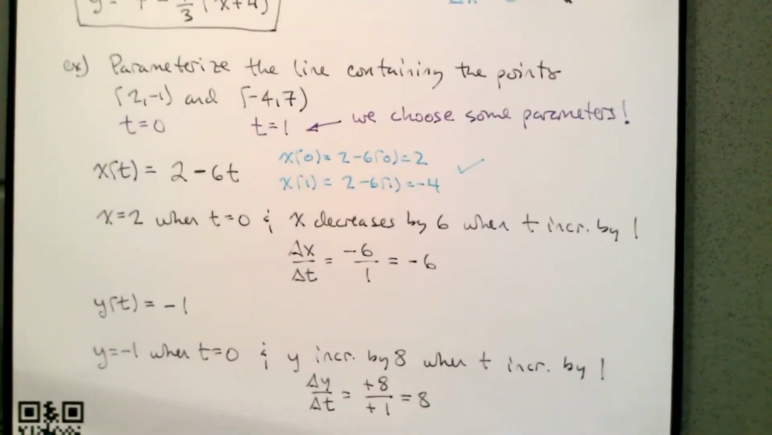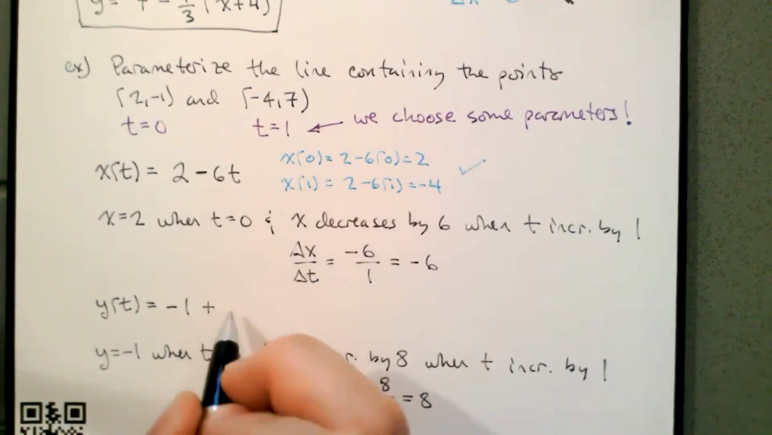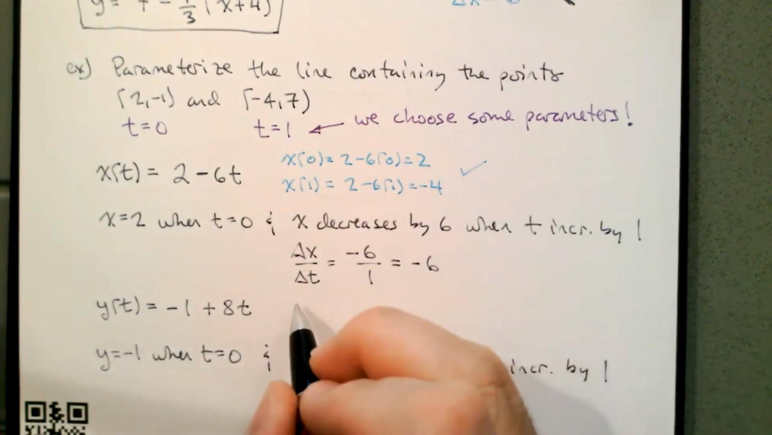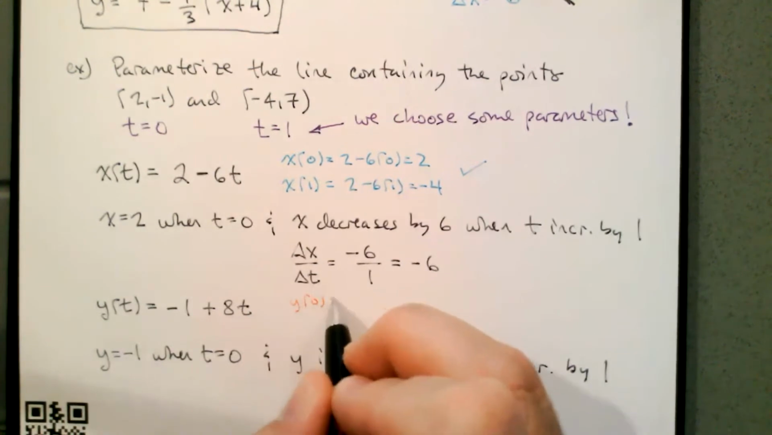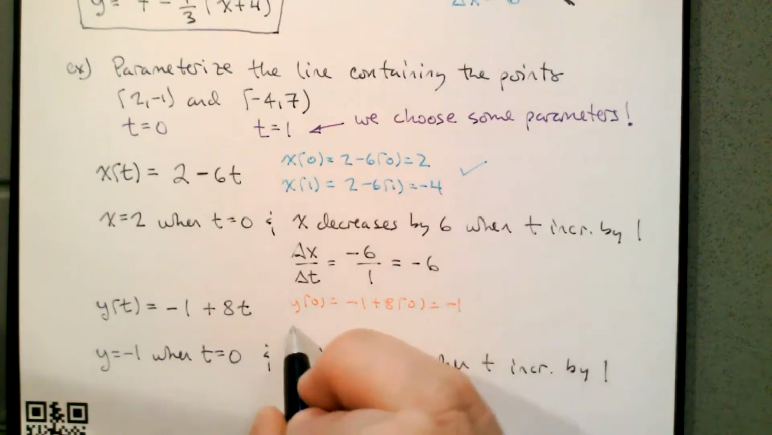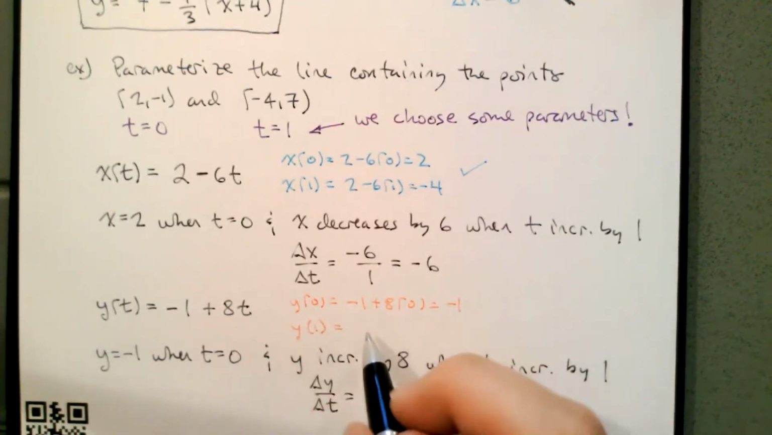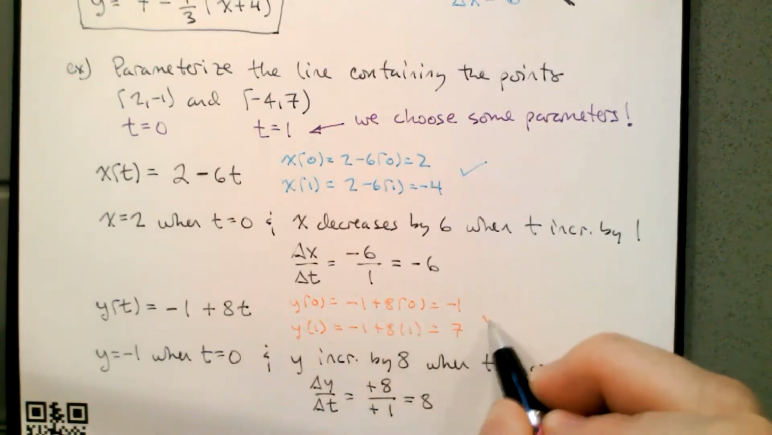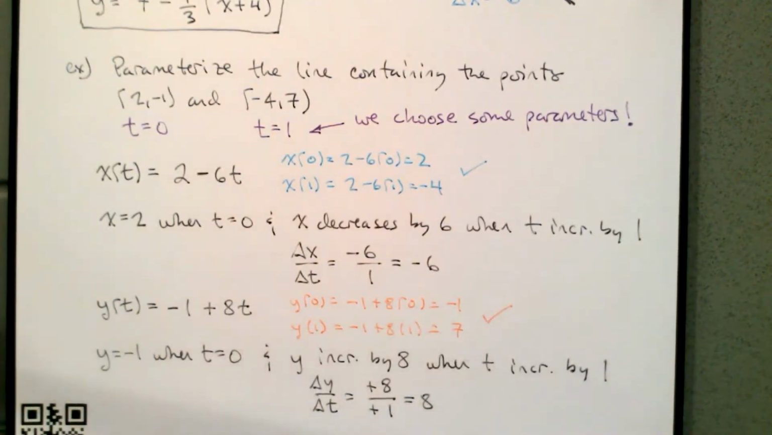So our function for y of t will be -1 plus 8 times t. So y of 0 is -1 plus 8 times 0, or -1. And y of 1 is -1 plus 8 times 1, or 7. So that checks out. When t is 0, we get the point 2, -1. And when t is 1, we get the point -4, 7.